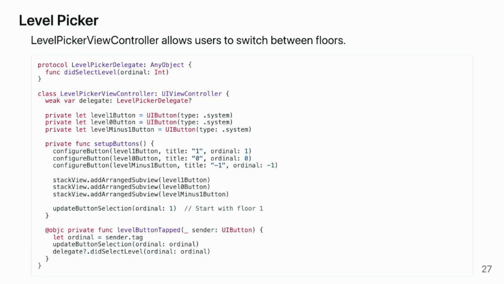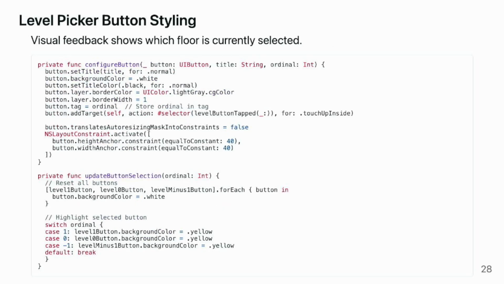The level picker provides a simple UI for switching between floors. Each button represents a floor level with its ordinal value. When tapped, the button notifies its delegate, which triggers the map to display that floor's features. Each button is sized consistently with a white background and gray border. When a floor is selected, that button's background changes to yellow to provide clear visual feedback.